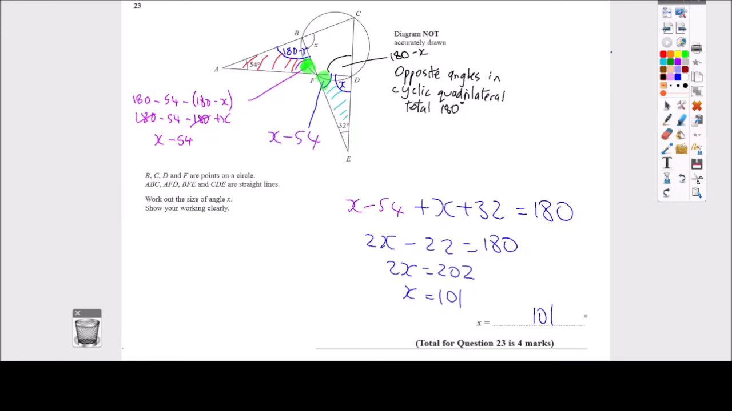Question 23. Now, I think I've done this the easiest way I can, but it seems to be a lot of work just for 4 marks. But anyway, this is the way I've done it. So I'm starting off with this red triangle here.